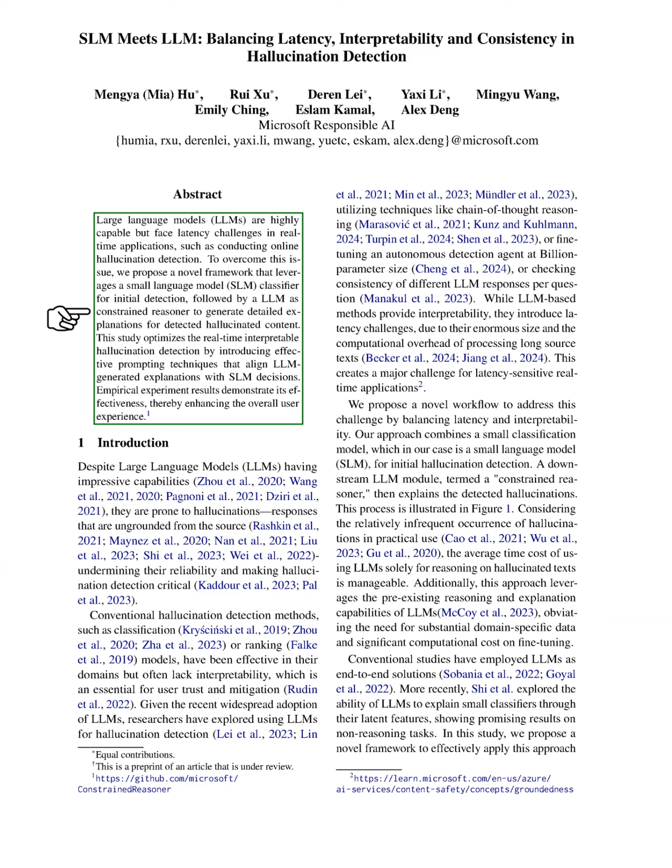This unreliability makes it essential to detect these hallucinations effectively. Traditional methods for detecting hallucinations, like classification or ranking models, have been useful but often lack the interpretability needed to build user trust. With the growing use of LLMs, we have seen researchers explore their potential for hallucination detection.